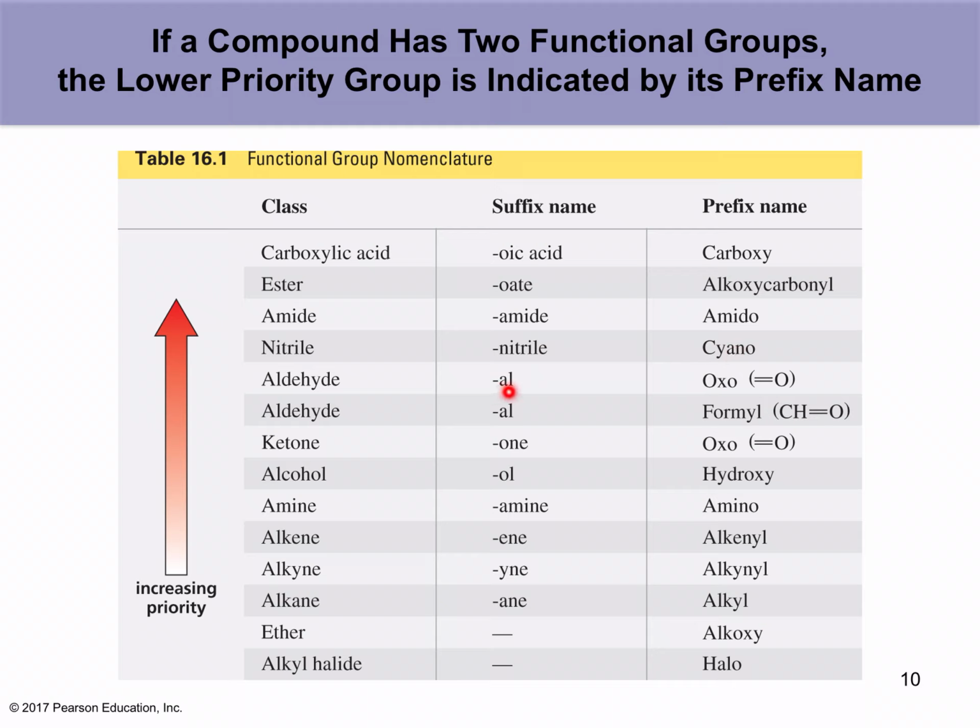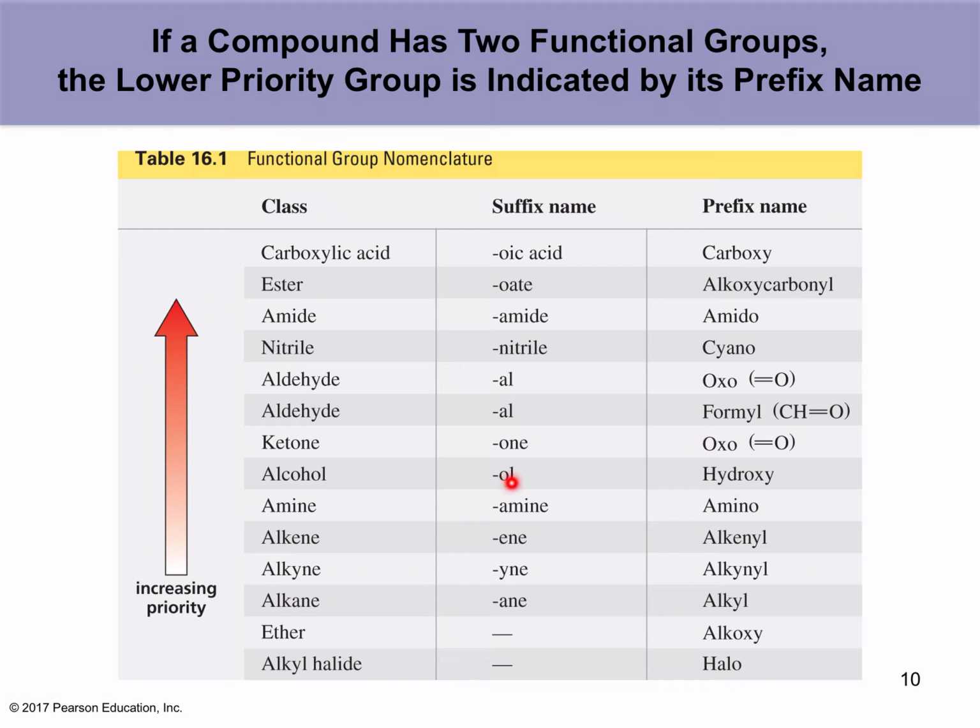Aldehyde would be the suffix al, but if it is considered a substituent, we would call it an oxo group. Again, for the aldehyde, if it is a formyl group like the carbon with hydrogen, we can call it formyl, coming from formaldehyde. And the ketone main chain would be one. Again, for the ketone, the prefix would be oxo. So you can see that for the aldehyde and the ketones both, if they happen to be a substituent, they both would be called oxo.